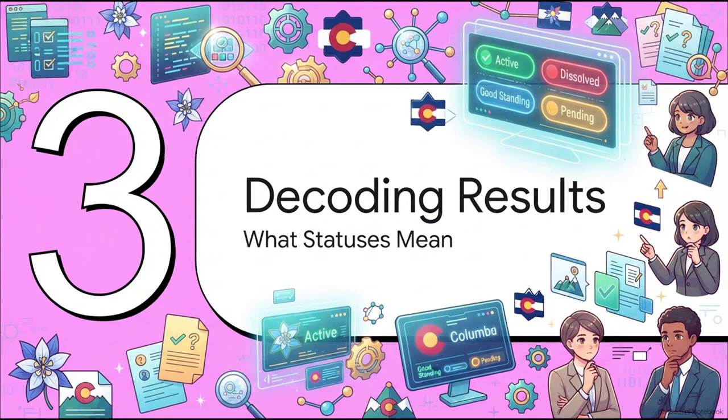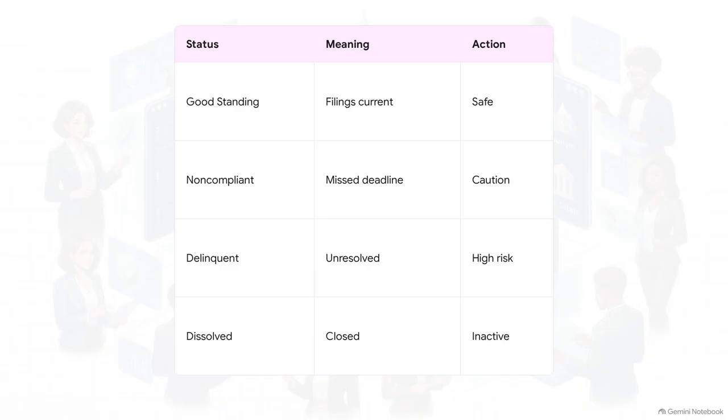Which brings us to Section 3, Decoding the Search Results. What the statuses actually mean. Okay, understanding these status labels is really the meat of this explainer. Once you find the business, you'll see a status, and getting this wrong is exactly where people get hurt. Good standing means the entity is current on all its required filings and fees. Basically, it's generally safe to proceed.